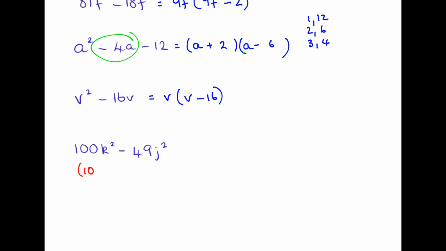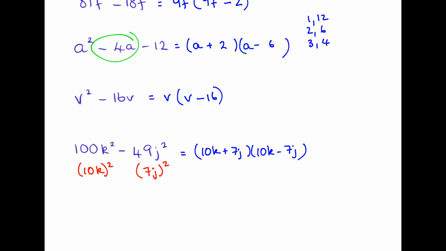So remember, this is 10k squared and this is 7j squared. So into 2 brackets then. So the 10k goes at the beginning of both brackets. The 7j goes at the end of both brackets, and we need 1 plus and 1 minus.